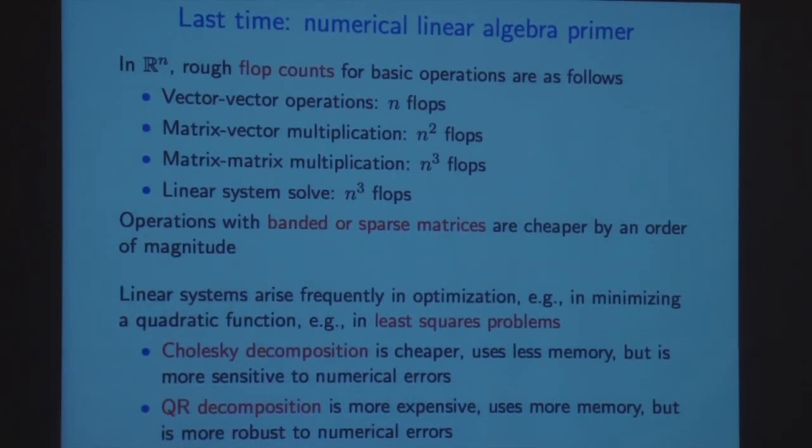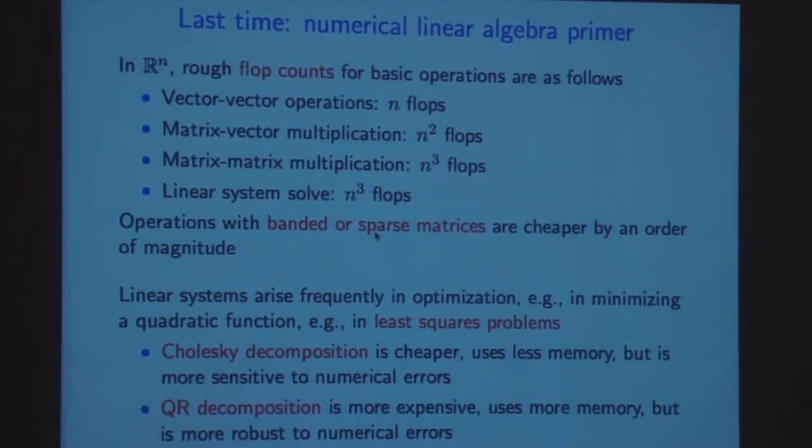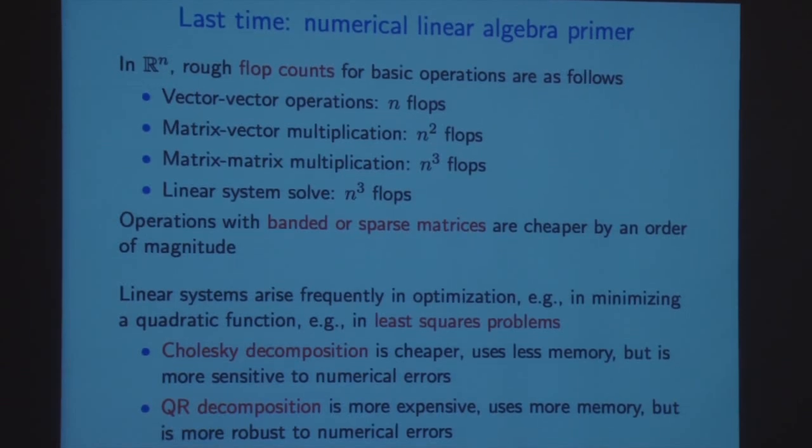If you're doing operations with banded or sparse matrices, then you can do these a lot more efficiently. You basically just look at all of these counts involving matrices and reduce them by an order of magnitude. That's when the bandwidth is constant, or the number of elements in your matrix is of linear order with n. So matrix vector multiplication would, for example, become linear, not quadratic, if I had a banded matrix. And all these get reduced as well.